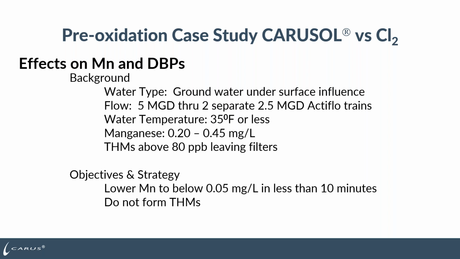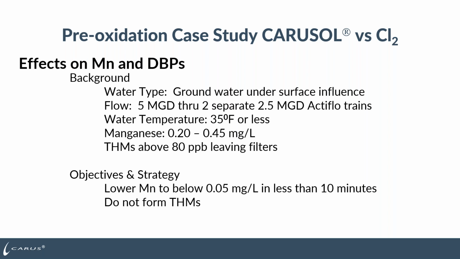They had high levels of manganese in their water, and they were forming disinfection byproducts. So the plant had groundwater, but it was under surface influence. So the wells were right next to a river nearby. The water came into the plant and it was 5 mgd, and it went through two separate 2.5 mgd active flow trains. So that's a specific type of sand ballasted treatment process. Manganese, depending on what was going on in the river, because of that surface influence, could vary from 0.2 to 0.45 milligrams per liter.